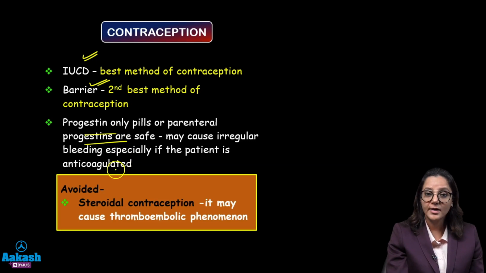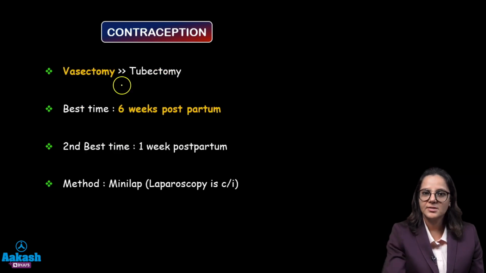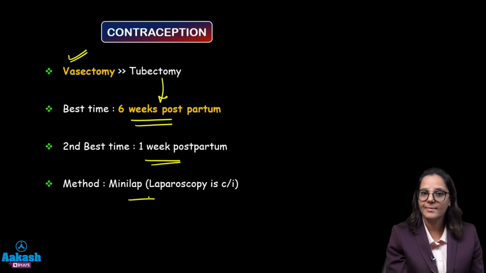But what is contraindicated in heart disease patients? Steroidal contraception, because it can lead to thromboembolic phenomena. In permanent sterilization, vasectomy is preferred over tubectomy. Best time for tubectomy is 6 weeks postpartum. Second best time is 1 week postpartum, and it is done by laparotomy, not laparoscopy.